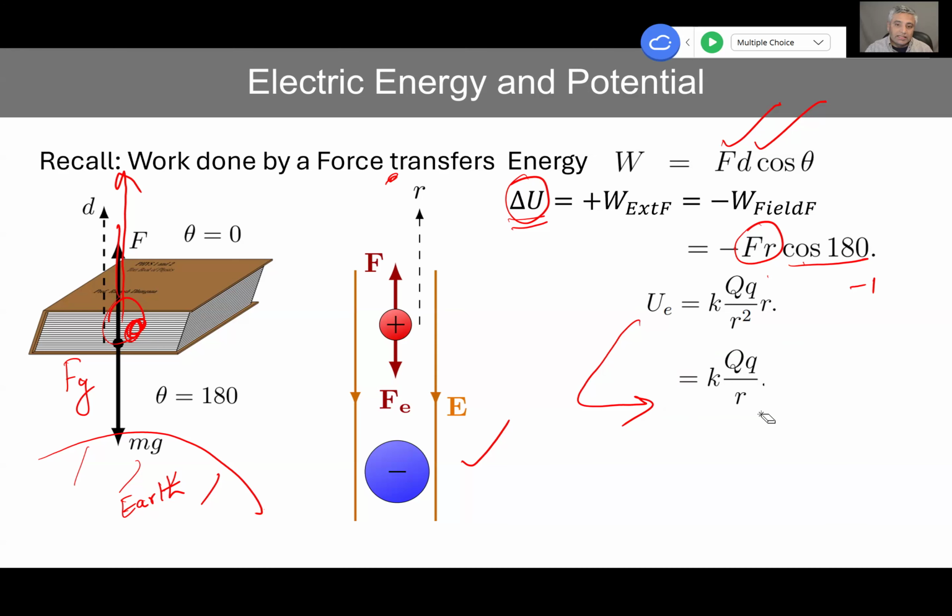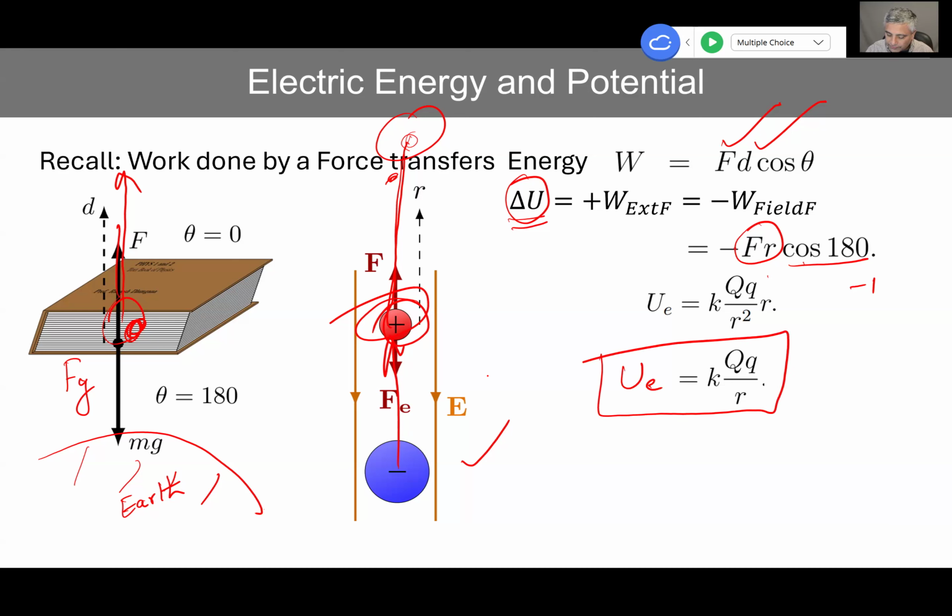So it is like the work transferred when bringing this charge from very far away to that point. Sometimes you may also see it written as from infinite distance to that point. Okay. So R is the separation distance between these two charges. That's how it works out, okay? So this is the electric potential energy equation.